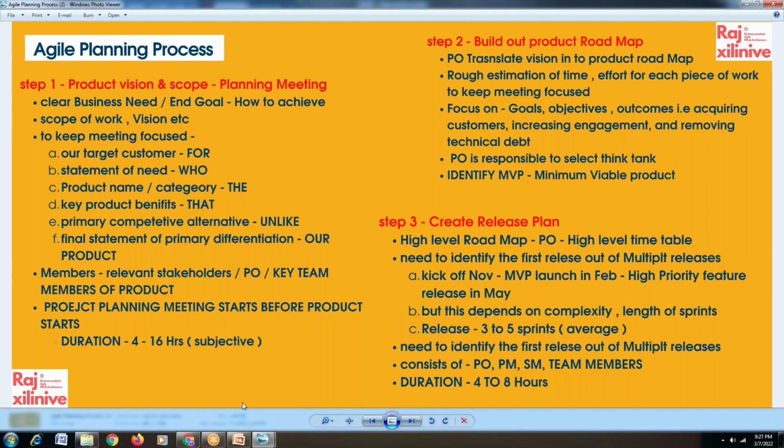The first step we call product vision and scope. This is what happens in the planning meeting. In the beginning days, there is usually a meeting called the planning meeting, conducted by the management team. Management team means the client. The client will do the planning meeting, and the client will create a vision as well as the scope of the product. For example, the client is expecting a point of sale system. What is a point of sale system? Point of sale is a system used for billing purposes.